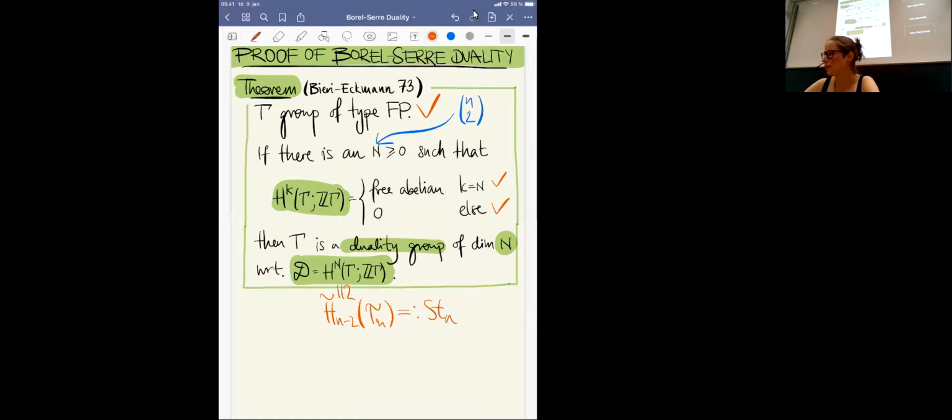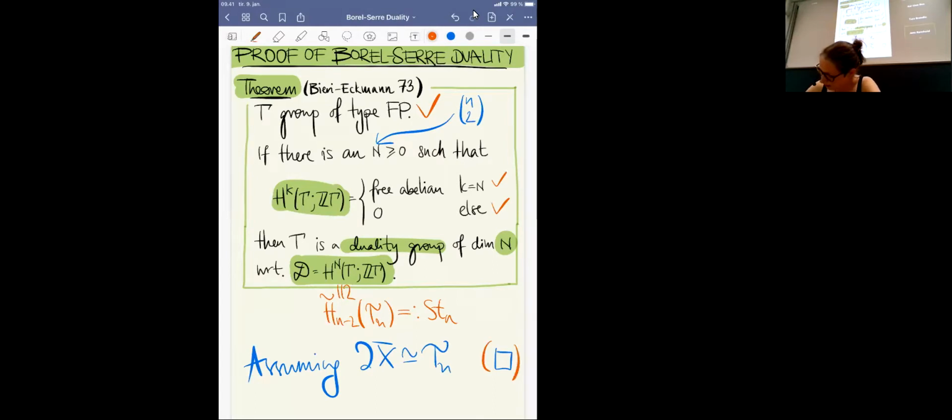Of course, one should be a little bit careful about the module structure, but this homotopy equivalence between the boundary and the Tits building is compatible with the gamma action. So, assuming this homotopy equivalence, we are done. This is the proof. This is all that's going on.